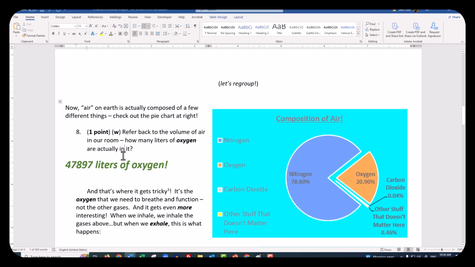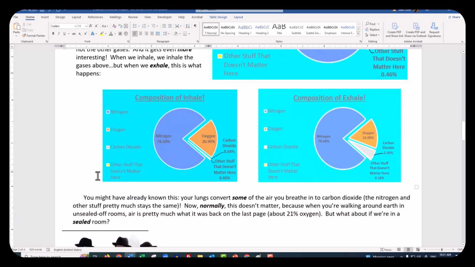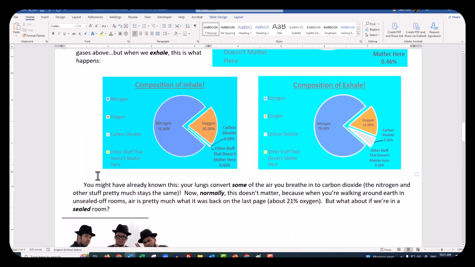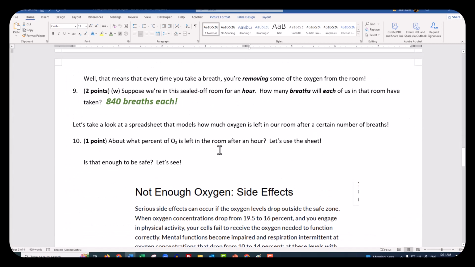Okay, so then we figured out when we first get sealed in the room, there are 47,897 liters of oxygen in it. But the problem is, as soon as we start breathing in a sealed room, we start removing some of that oxygen, because when you breathe in oxygen, you breathe out less oxygen, because you are converting that oxygen to carbon dioxide. All right, so we then figure out, we kind of stopped before we got to the fun punchline of the lab, which is what's actually happening over breath after breath.